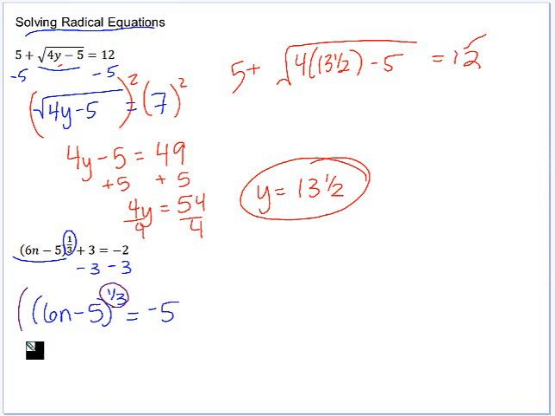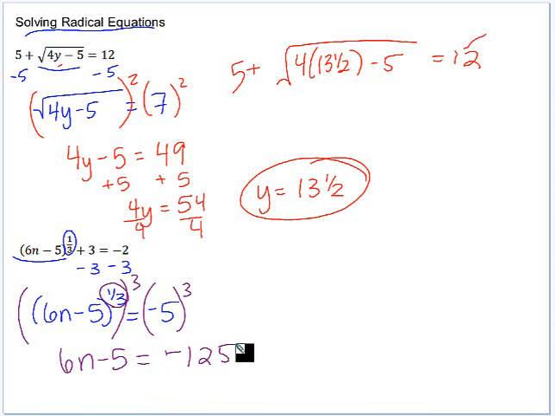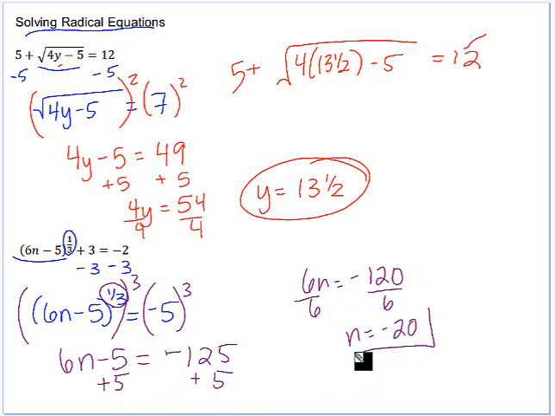To get rid of this 1/3 power, we just have to raise it to the third. So we're going to do that to both sides of the equation. So then we're left with 6n minus 5 is equal to negative 125. Solve it for n, so add 5 to both sides. So 6n is equal to negative 120. Divide by 6, so n is equal to negative 20.